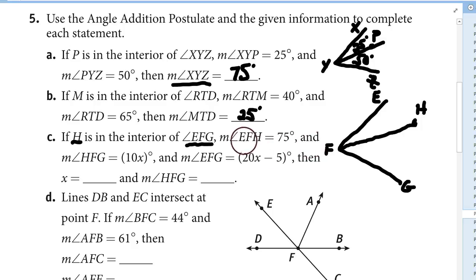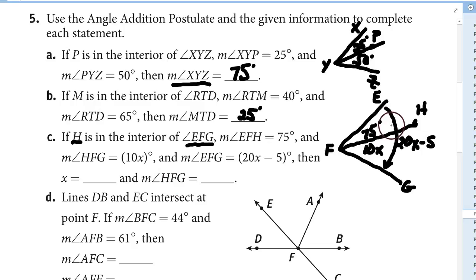Okay, now some labeling. EFH, E to F to H, is 75 degrees. HFG is 10x. EFG, which is the large angle, is 20x minus 5. So to label the large angle, let me draw kind of a big loop like this so that I can label 20x minus 5 on there. We want to find the answer for x and then find the answer for angle HFG.